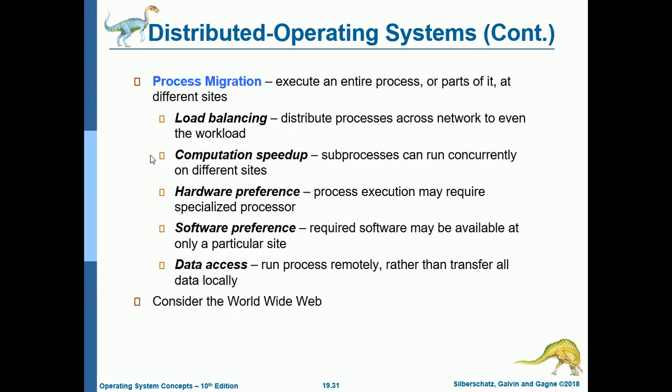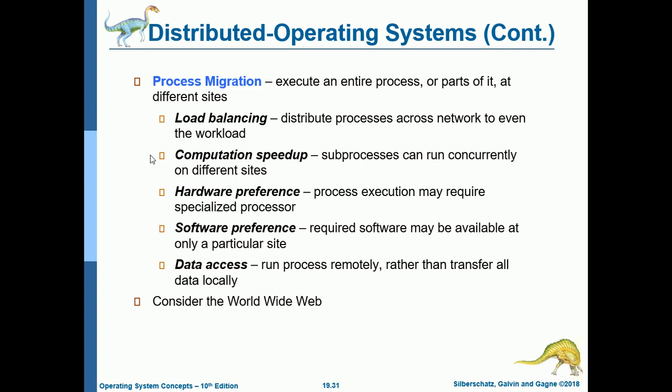We also have process migration, which executes an entire process or parts of it at different sites. So why is process migration done? It's because of load balancing: distribute processes across the network to even the workload. Another is computation speedup: sub-processes can run concurrently on different sites. And then hardware preference: process execution may require a specialized processor.